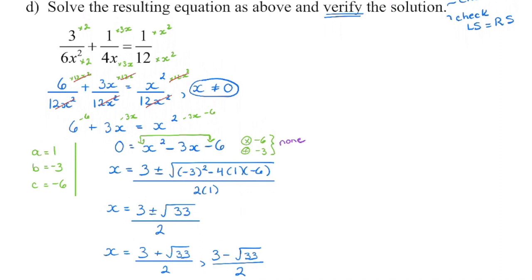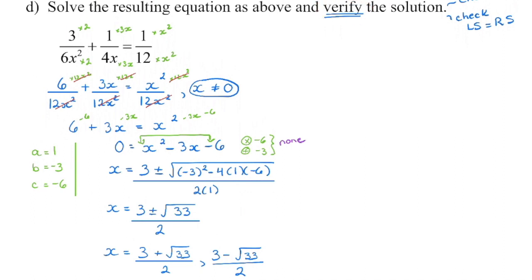This is an irrational root. We're going to have one solution of 3 plus the square root of 33 divided by 2, and the other solution is 3 minus the square root of 33 divided by 2. So we have now finished part 1 of the last step. We've solved the equation, but this is crucial.